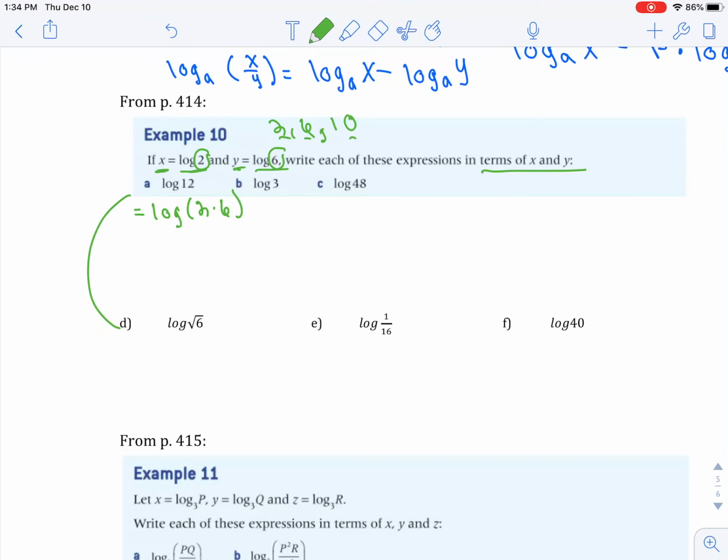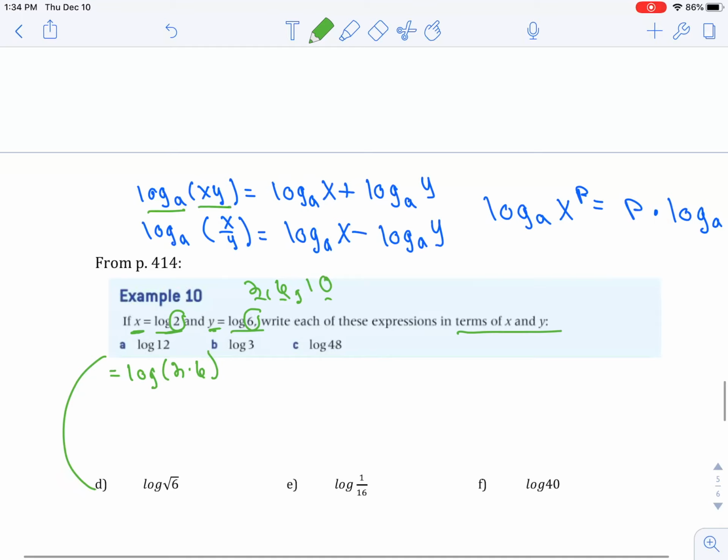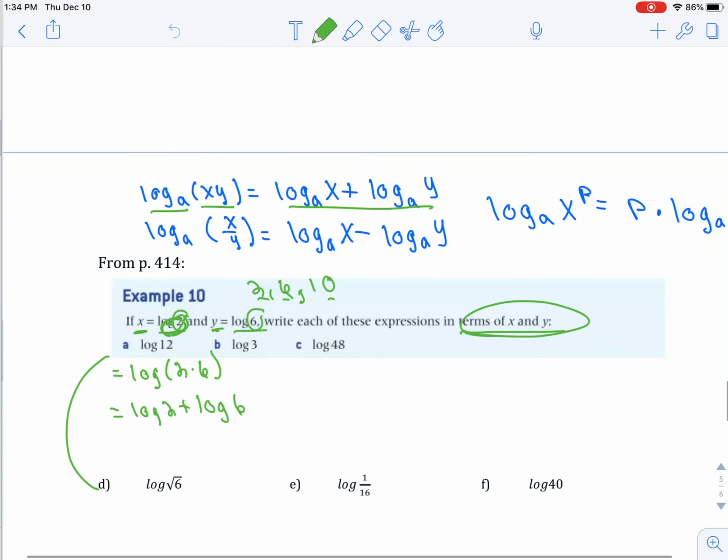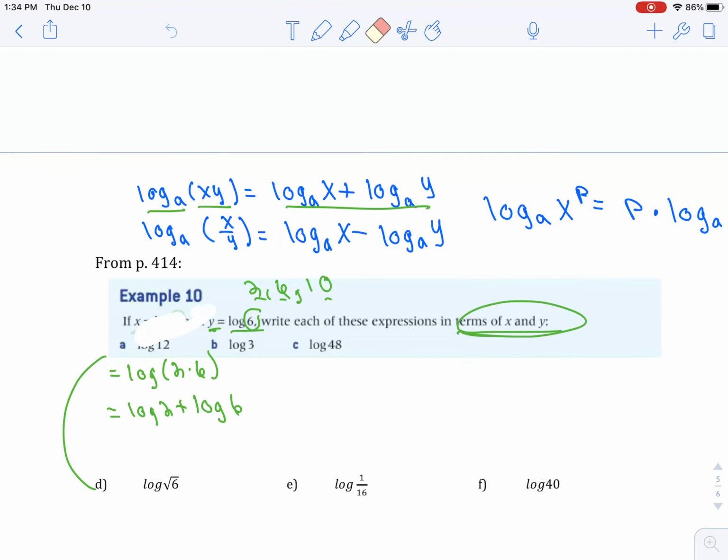And now what I have is a log of a product. And remember right here, this is the rule that tells you how you handle the log of a product, and that turns into the sum of the logs. So this is going to turn into log 2 plus log 6. Now the answer is supposed to be in terms of x and y, so you go back here and you say, well, log 2 is equal to x. So this is going to become x plus, and then log 6 is equal to y, so x plus y is your final answer for that one.